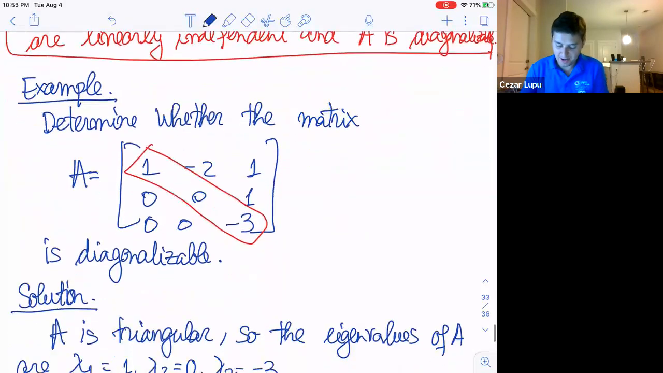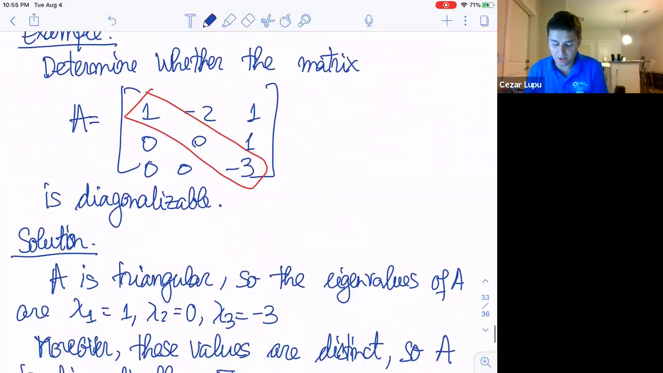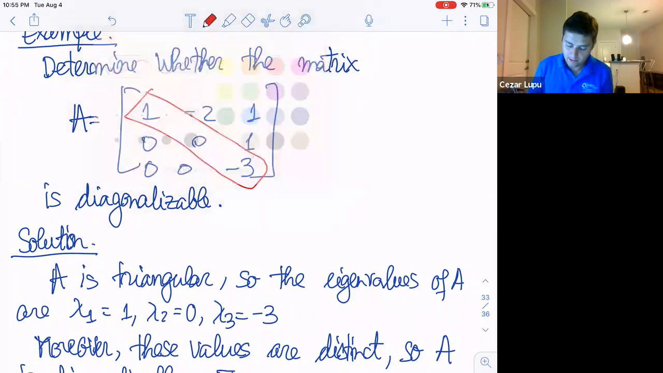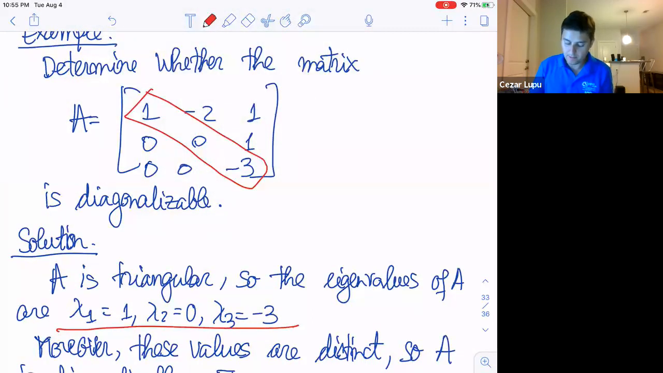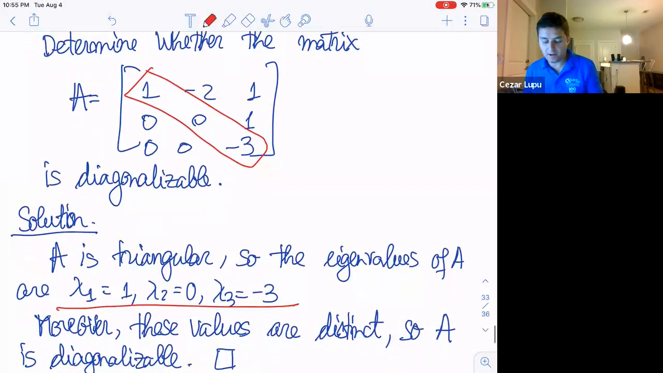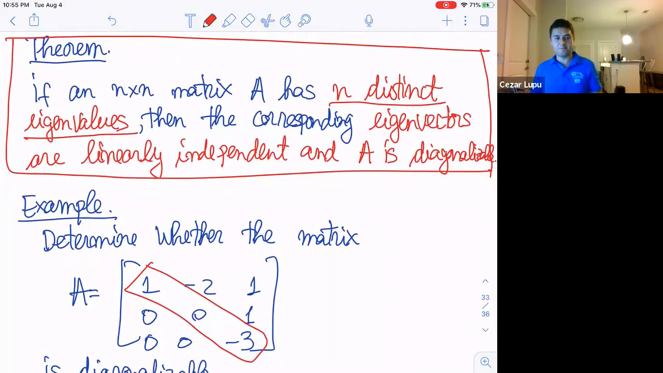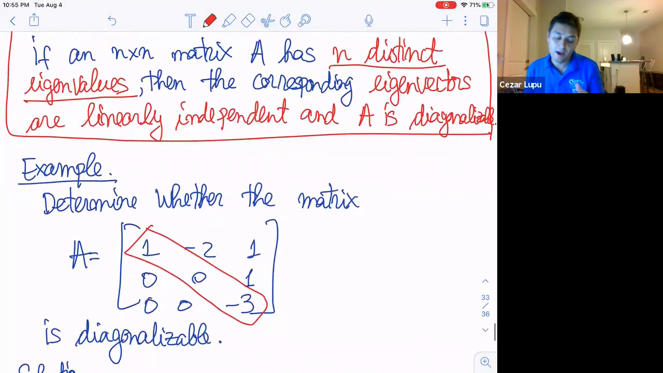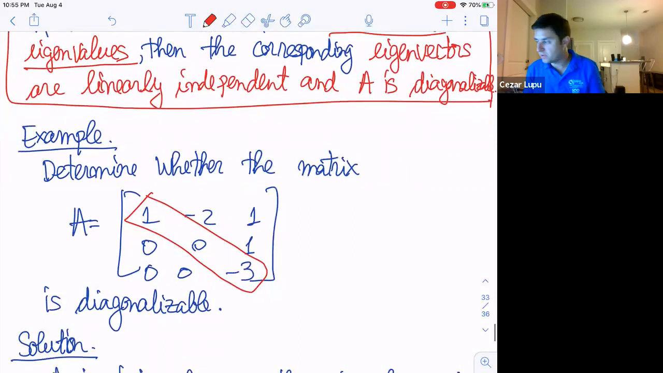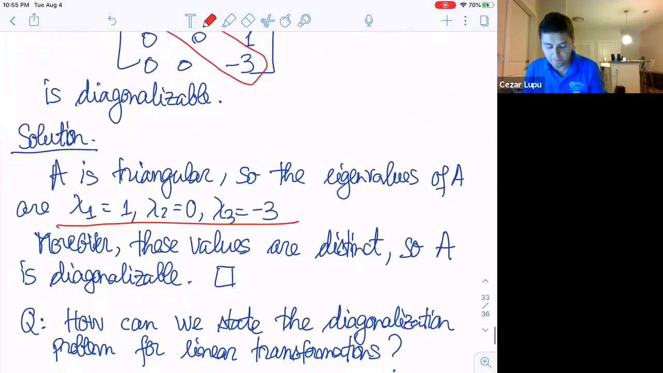Okay, clearly, like I said, A is triangular, so we know the eigenvalues. So the eigenvalues are this, right? So we have three distinct eigenvalues, lambda 1 equals 1, lambda 2 is 0, and lambda 3 is -3. And moreover, these eigenvalues are distinct, so A is diagonalizable. That's it. So by the above theorem, we don't need to prove anything. We know that this is diagonalizable. Well, of course, to write this matrix in the diagonal form, that's another story.